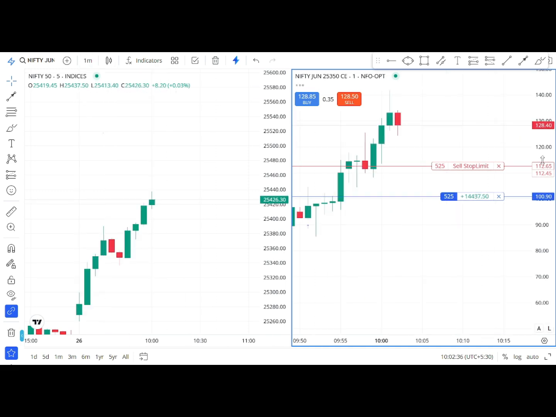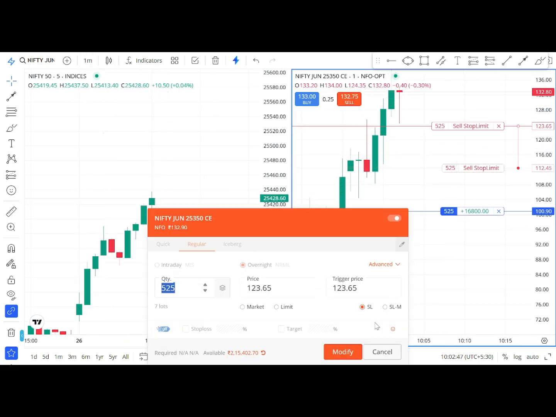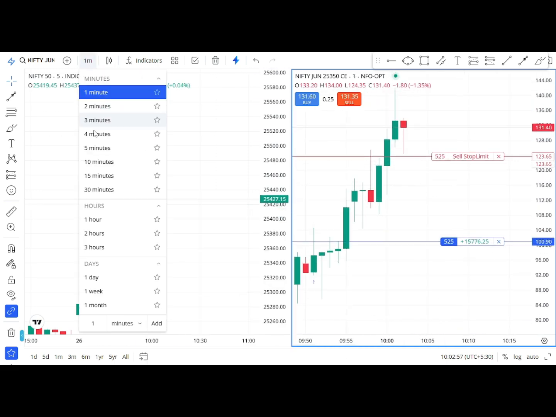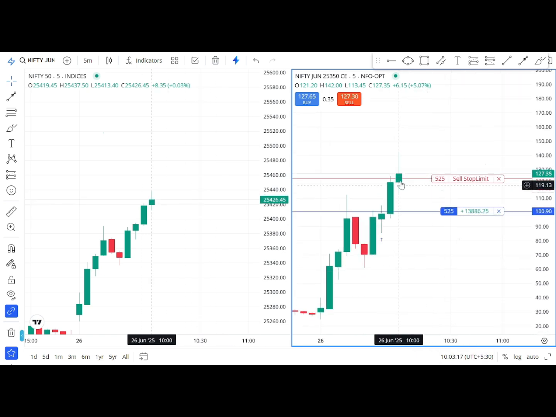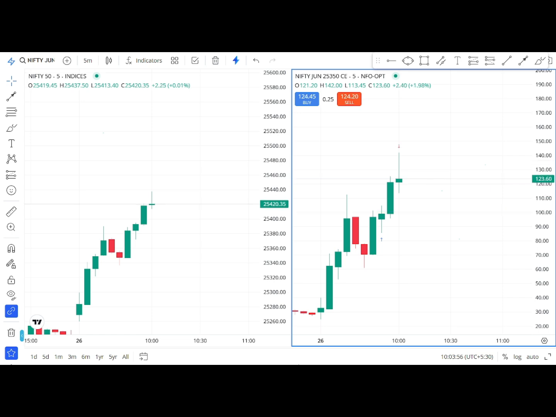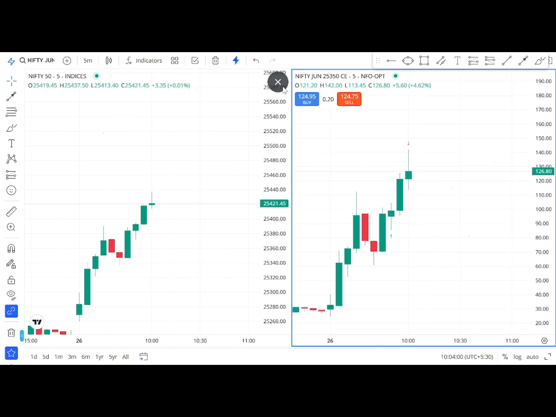Updating our trail SL. Again updating. The simple rule: try to always trail your SL as much as possible. You can clearly see. Okay, chalo. The trail is triggered.